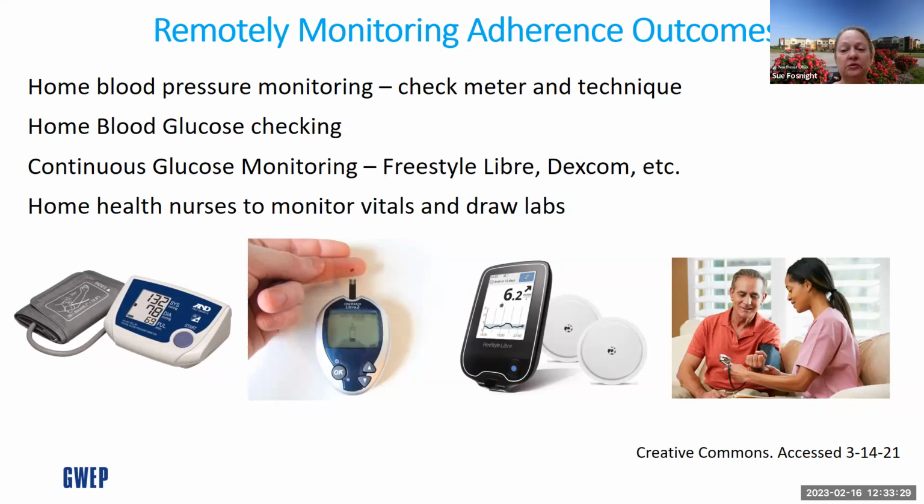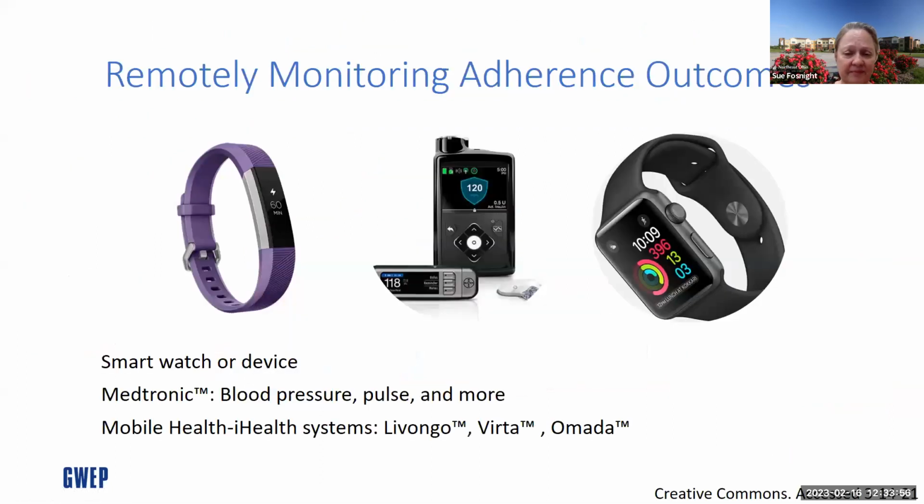They can just use basically a patch that they use a reader on, and that reader gives them a value, but it also is a value that when downloaded, the provider can review as well. There's home blood pressure monitoring, and we can also have home health nurses go out to monitor vitals and draw labs when we need to as well.